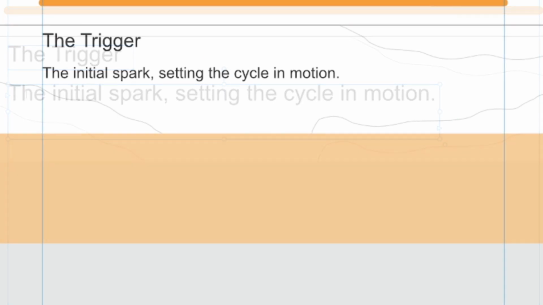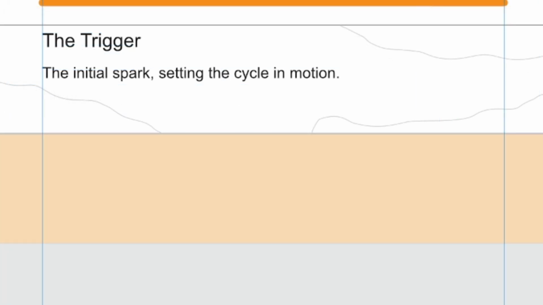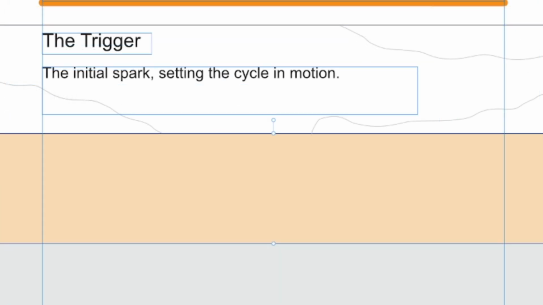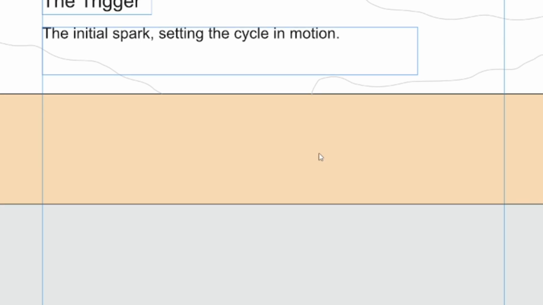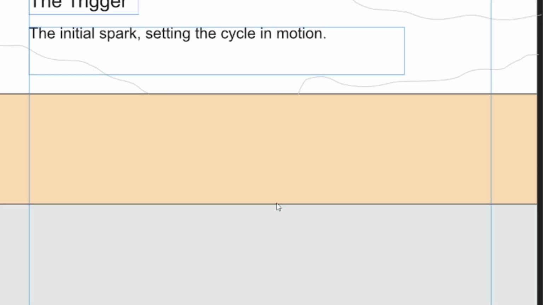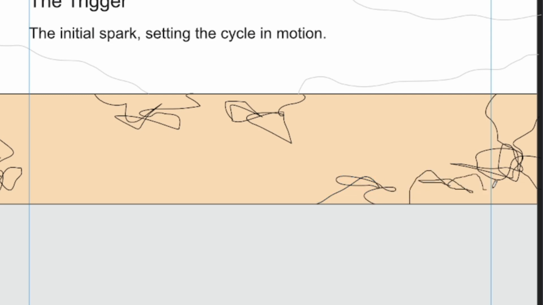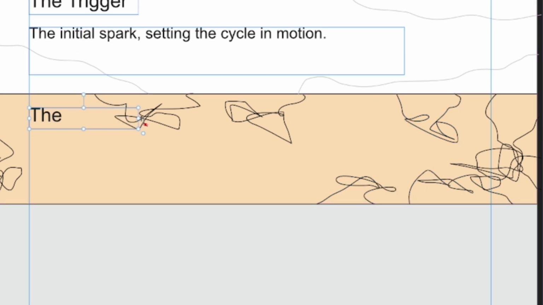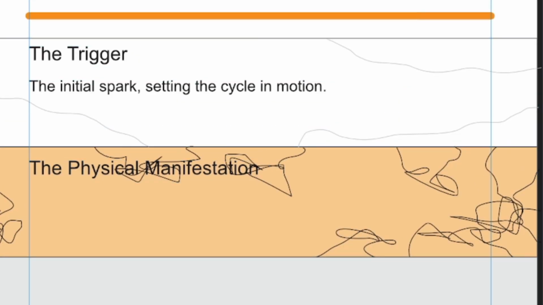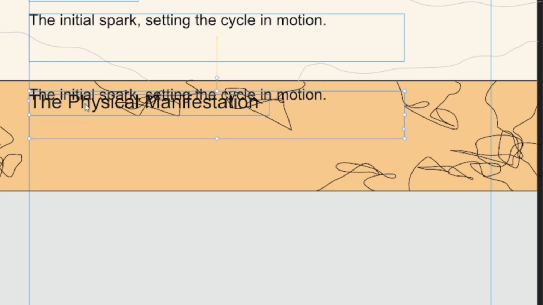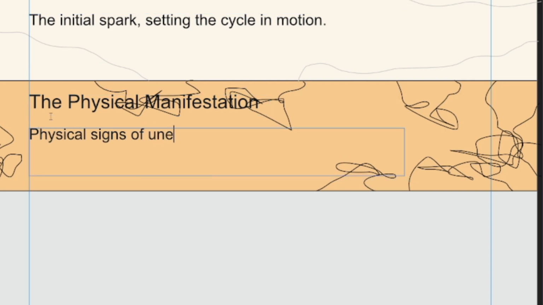Stage 2, the physical manifestation. As we move down the infographic, the background shifts to a light orange. The line becomes slightly more sporadic, with a few extra lines beginning to appear, hinting at the start of chaos. The text here describes the physiological symptoms: heart racing, shortness of breath, sweating.